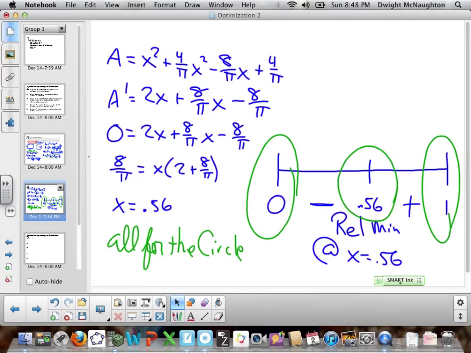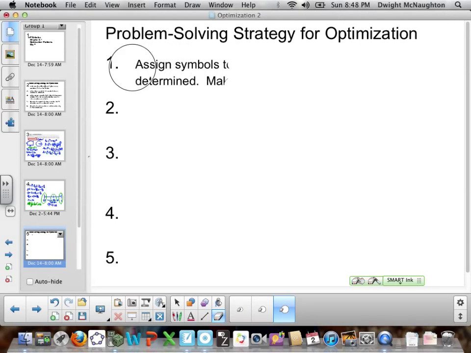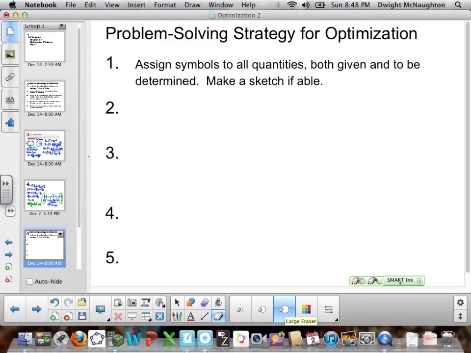All right. So, in conclusion, optimization. You're trying to find when something's maximum or minimum. That's what optimize means. What's the best or the least amount you can have in a situation. First step, you want to define your variables. Everything in a situation must have an x, a y, an r. Make a sketch if possible.